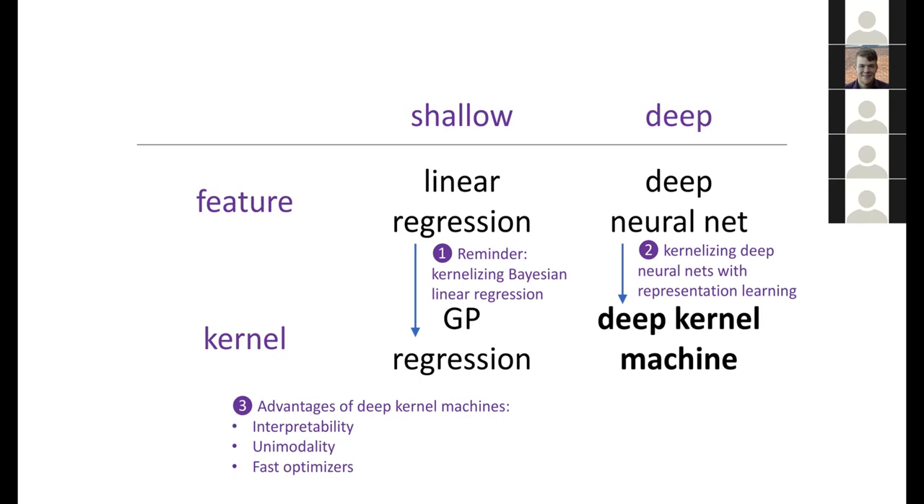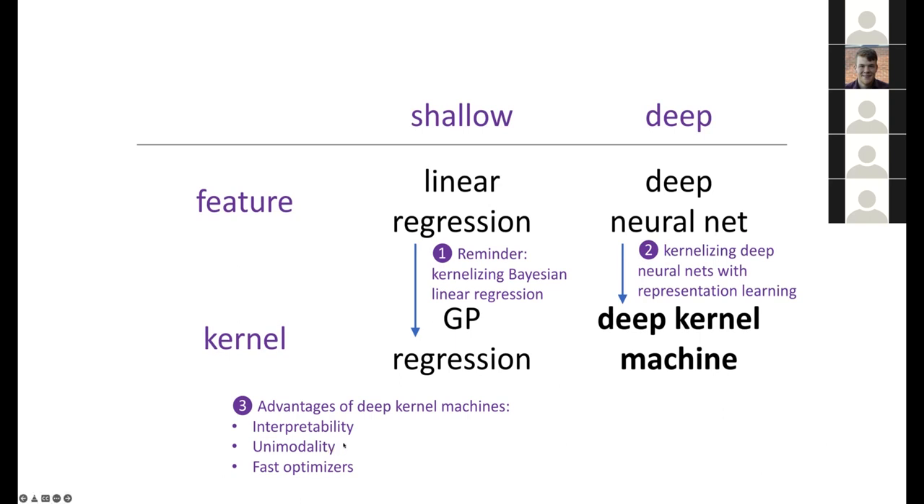Then I'm going to talk about the potential advantages of deep kernel machines, and these really come under three headings. So that's interpretability. Deep kernel machines are likely to be much more interpretable because they work with kernels, and at least to my mind, kernels are much more interpretable than features or weights.